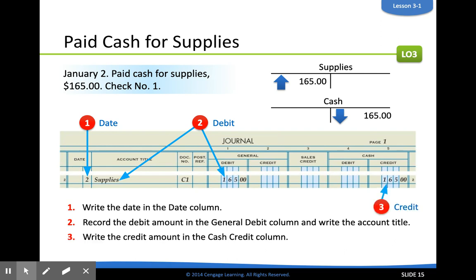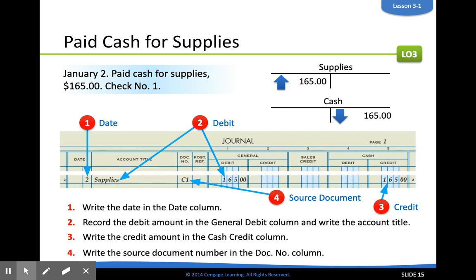Finally, we have our credit. So cash, we never have to write cash because it has a special column, cash credit. And then finally, our source document. So this was check number 1, our first check that we wrote. So the source document for this transaction is a check.